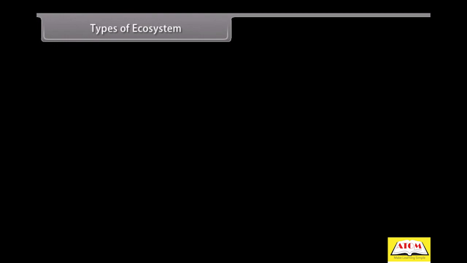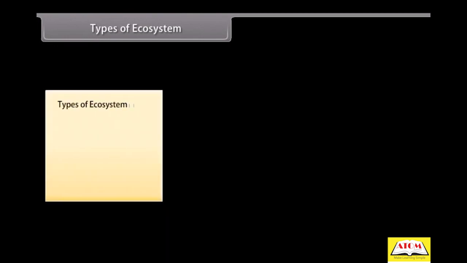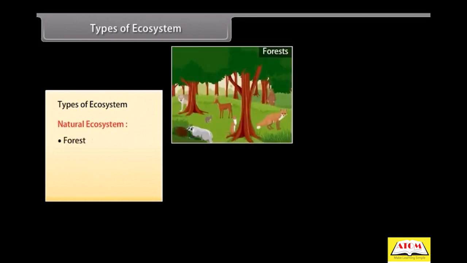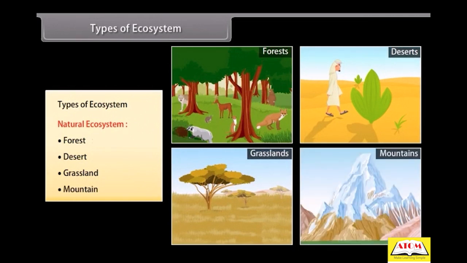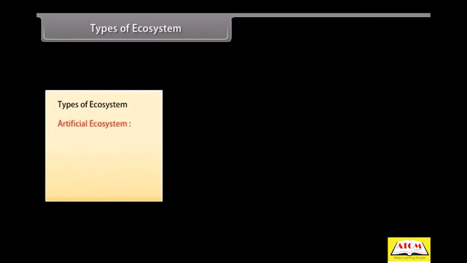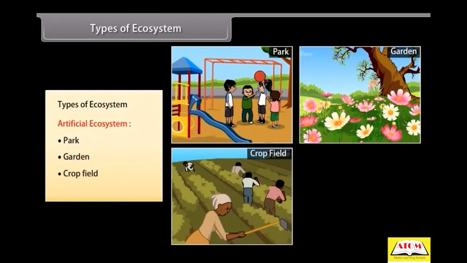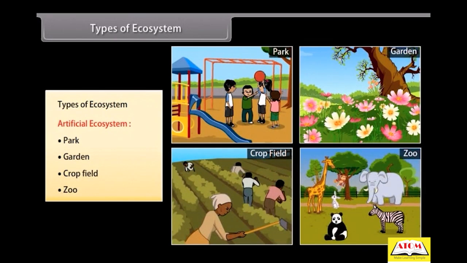Types of ecosystem. There are two different types of ecosystems. They are 1. Natural ecosystem, in which we have forests, deserts, grasslands, mountains, etc. and 2. Artificial ecosystem, in which, for example, parks, gardens, crop fields, zoo, etc. exists.